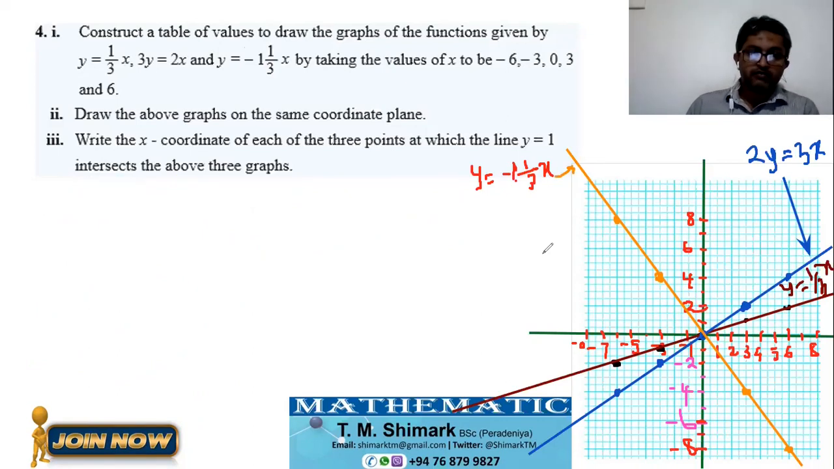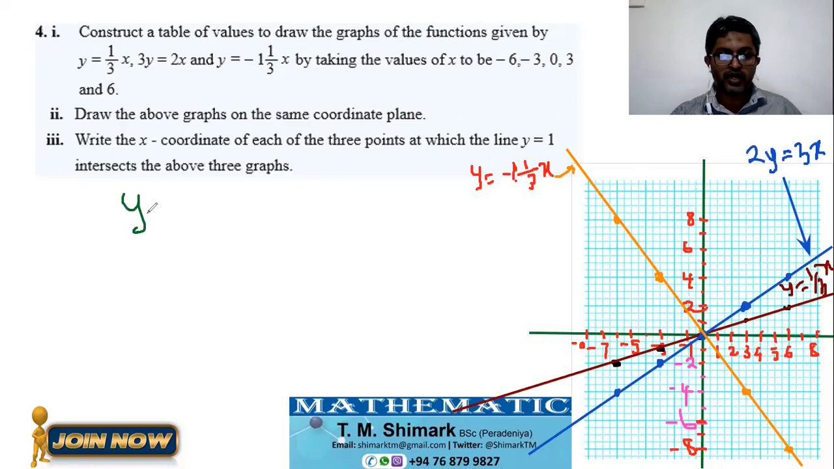Now write down, right now, the question is: draw the above graphs on the same coordinate plane. Write the x-coordinate of each of the 3 points at which the line y equals 1 intersects the above 3 graphs. Can someone say how the y equals 1 line is going to go, through which place? I need to draw the y equals 1 line.